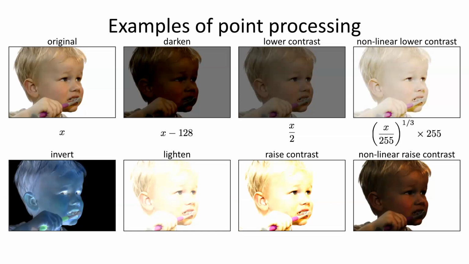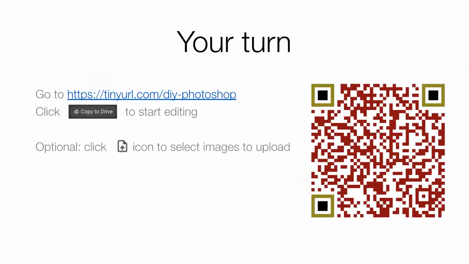Now, to invert an image, we can just take the max value and subtract x. We can lighten the image by doing the opposite of darkening it, so we can add 128 instead of subtracting. To raise the contrast, we can multiply instead of divide. And nonlinear raising of the contrast is, instead of taking the cube root, we now square it. So these are all examples of simple math operations you could do to the pixel to end up with these effects. Now we're going to have you try to do these things.